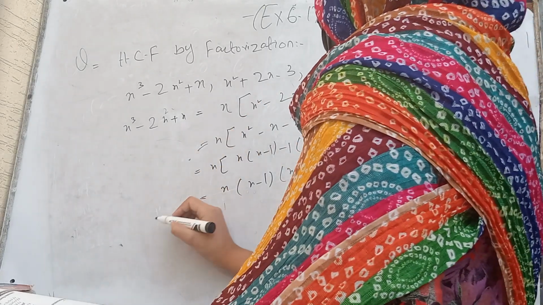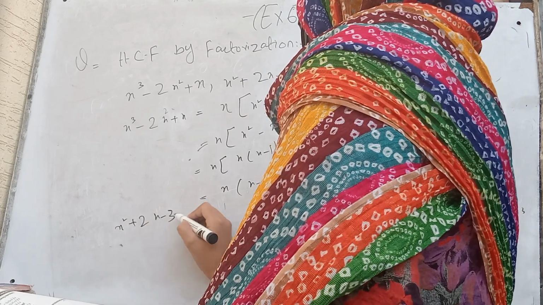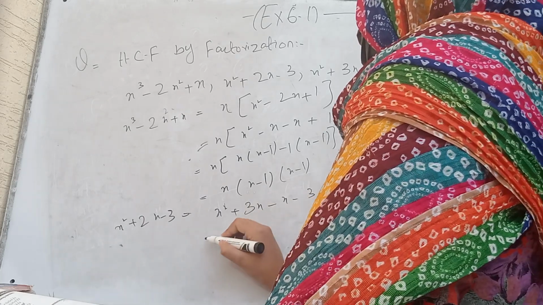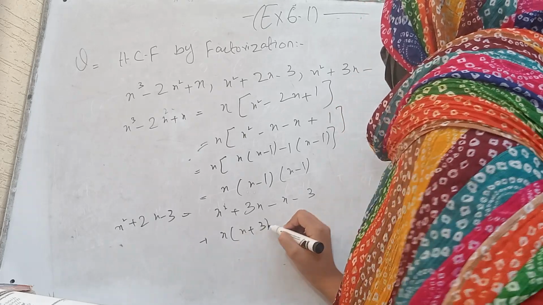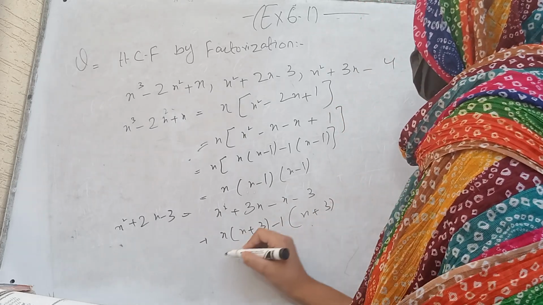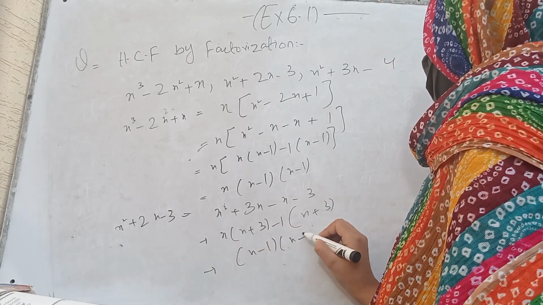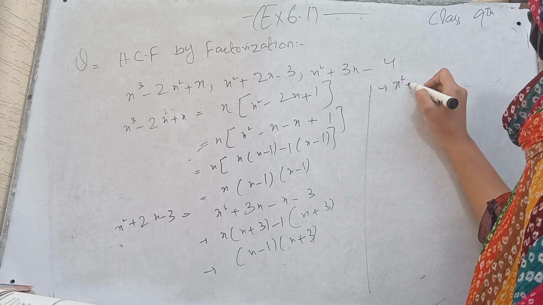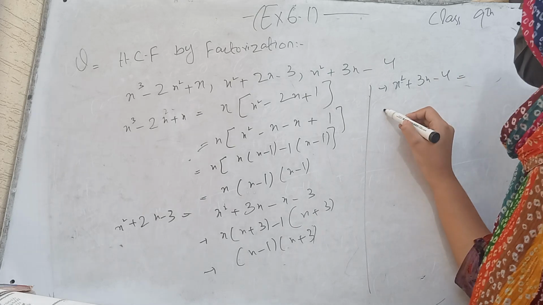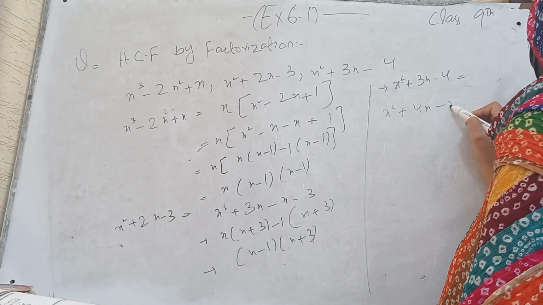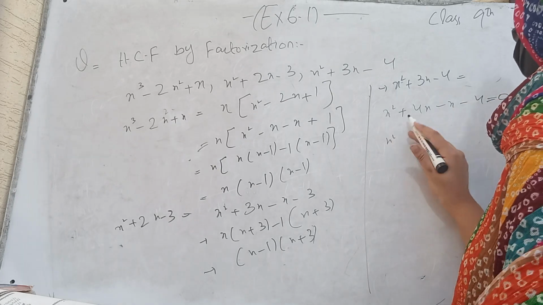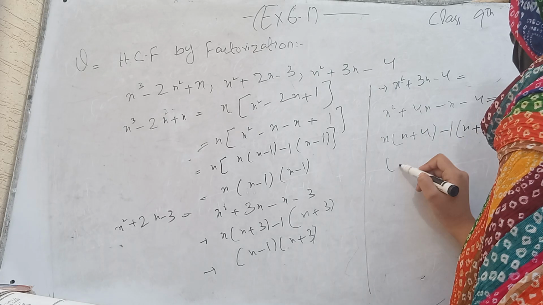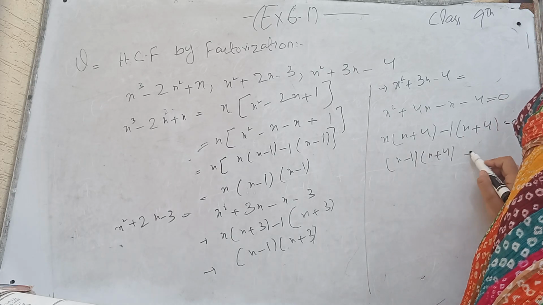The next quadratic equation is x square plus 2x minus 3. So 2x is distributed into 3x minus x, minus 3. So x common, x plus 3, minus 1 common, x plus 3. The factors are x minus 1 and x plus 3. The last one is x square plus 3x minus 4. So 3x is distributed into 4x minus x, minus 4. Taking x common, x plus 4, and minus 1 common, x plus 4. So x minus 1 and x plus 4 are the two factors.